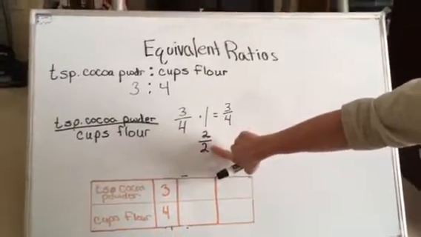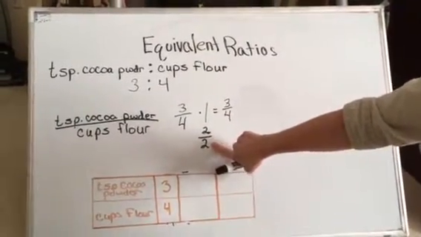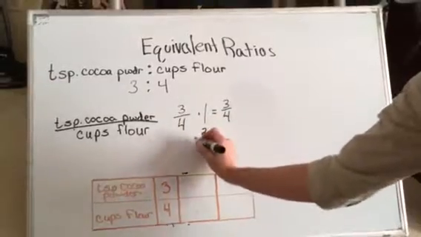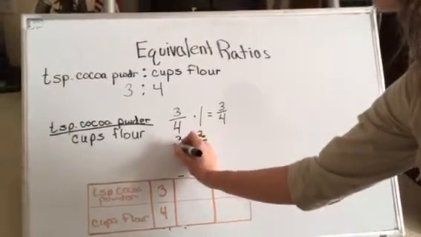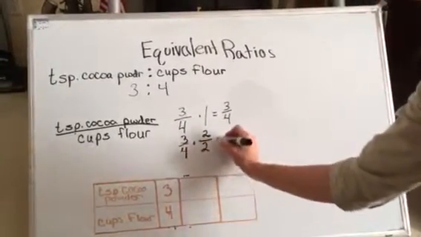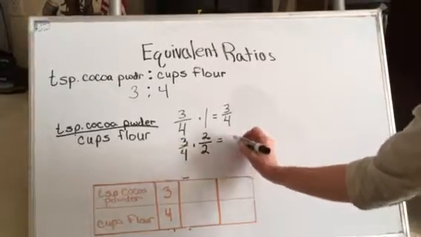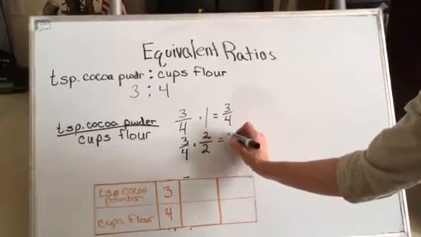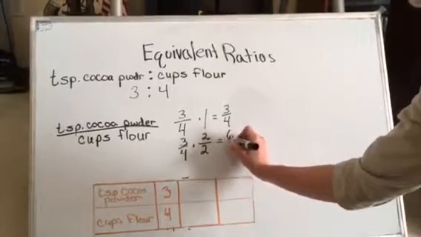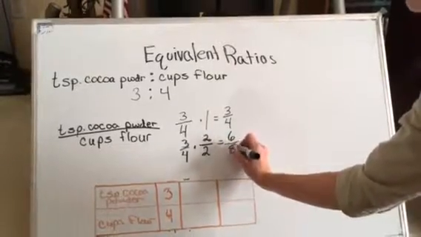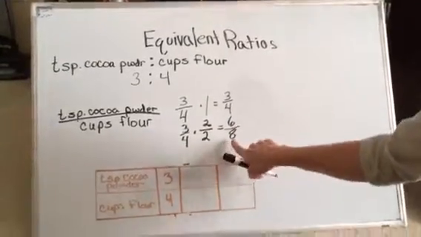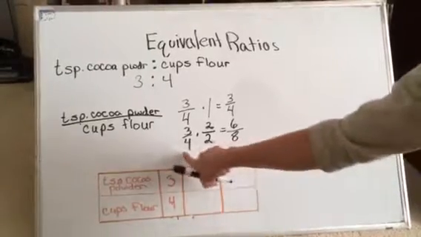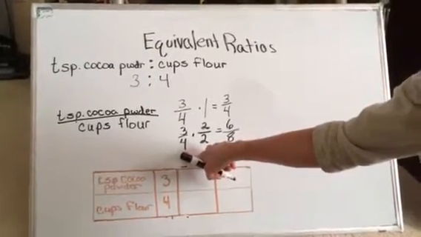When our numerator and denominator in a fraction are the same, it equals 1. So I'm going to multiply 3/4 times 2 over 2, and I know that my product will be equivalent. 3 times 2 is 6, 4 times 2 is 8. And I know that 6/8 is equivalent to 3/4.